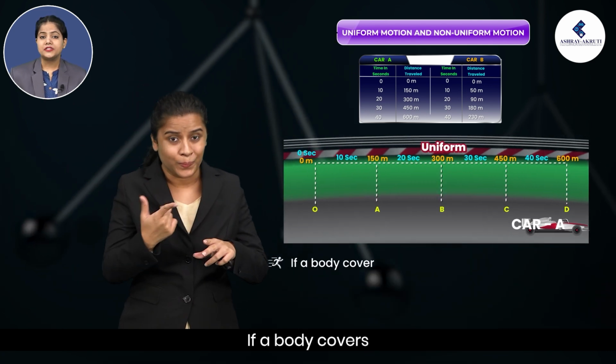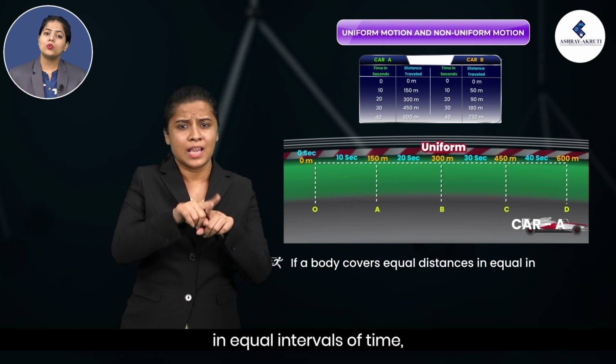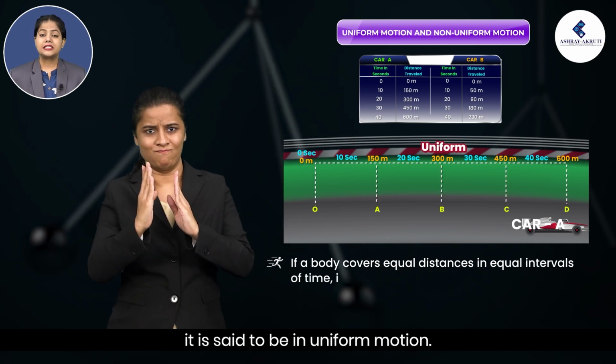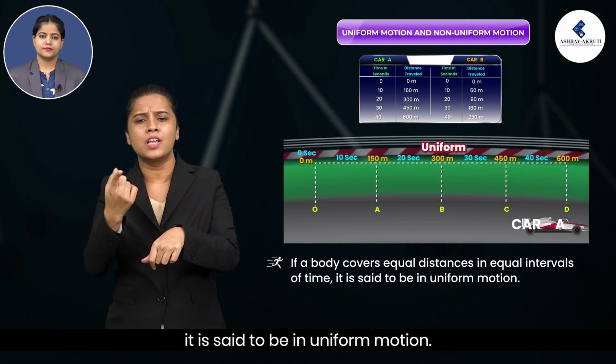If a body covers equal distances in equal intervals of times, it is said to be in uniform motion.